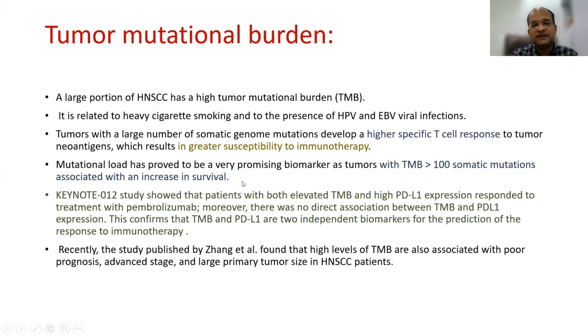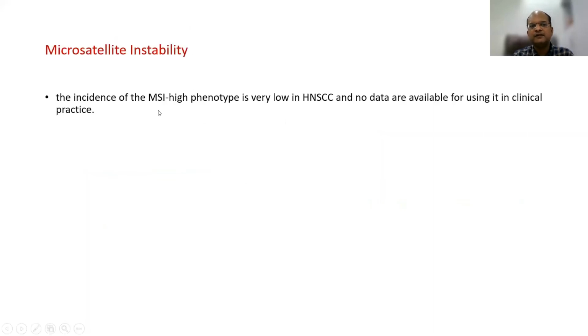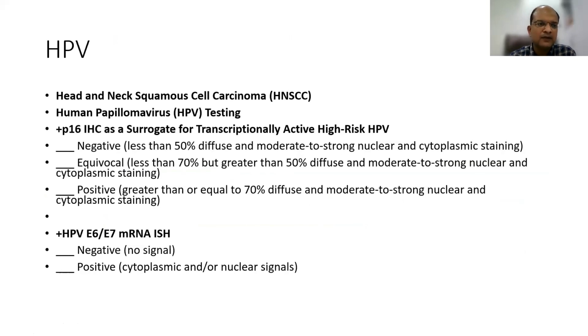A small proportion of head and neck squamous cell carcinoma has high TMB, usually seen in patients who are heavy smokers and in the presence of HPV or EBV infection. And this tumor has, as I told, higher T cell response. So this tumor also responds very well to PD-L1 therapy. But this TMB and PD-L1 are independent, not interrelated. Microsatellite instability is low in keratinizing or HPV negative squamous cell carcinoma, except in HPV positive squamous cell carcinoma. A little bit about how we assess HPV status.